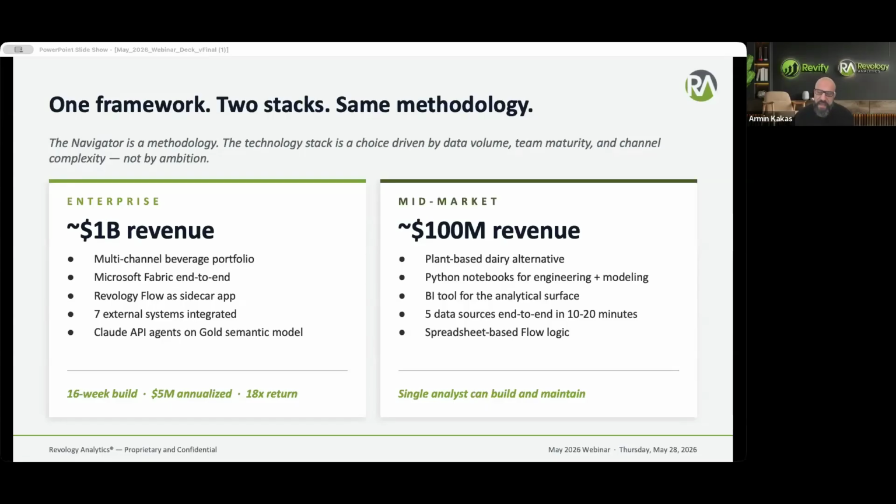So typically, when we have these types of deployments, you may deploy this for a $1 billion, call it enterprise-scale consumer products company that will actually have the full system, as we've shown before with Microsoft Fabric, the underlying foundational piece, with readiness for agentic AI. Or you may have a smaller mid-market firm, right?